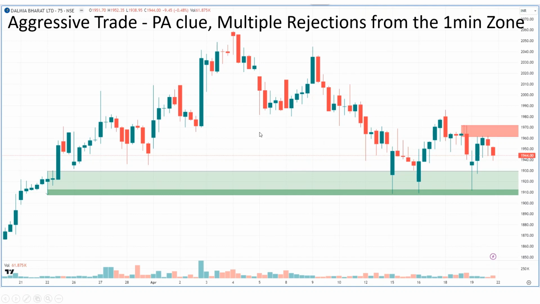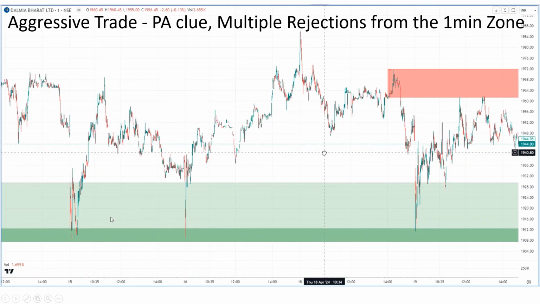So this is about multiple rejections. Let me show you the same chart in 1 minute time frame also. What you are seeing is the 75 minutes time frame. See the 1 minute time frame, what happened here? Prices came, moved up, again came, moved up, again came, moved up. And recently, again prices came here, again they moved up. This is what you should understand. And this 1 minute zone is not a fine-tuned zone. That's why this is an aggressive trade.